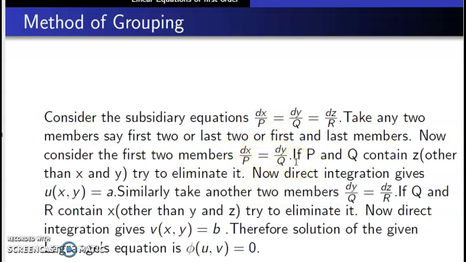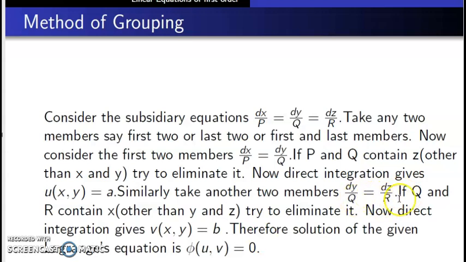Now if p and q contain z, that means here we have written dx by p is equal to dy by q. So if p and q contain z other than this x and y, try to eliminate it. Now direct integration gives u of x y is equal to a. Similarly, take another two ratios, dy by q is equal to dz by r.